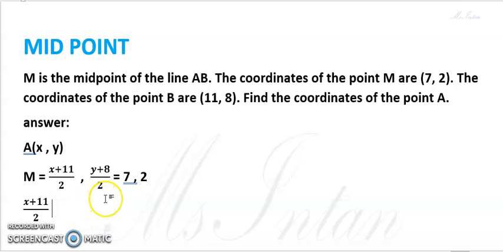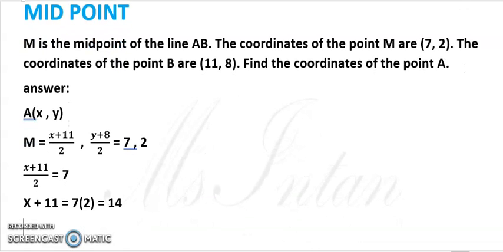So we have (x + 11)/2 equal to 7. x + 11 equal to 7 times 2. This is equal to 14. x equal to 14 subtract 11 equal to 3.